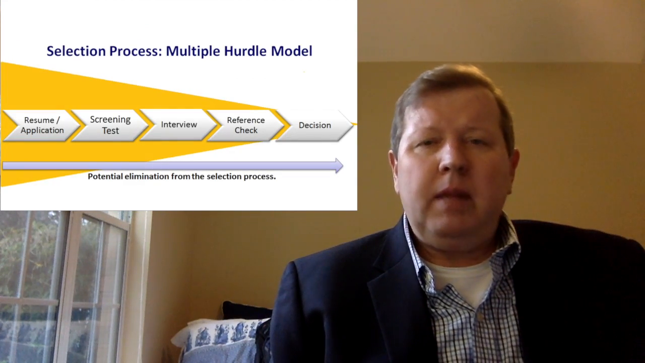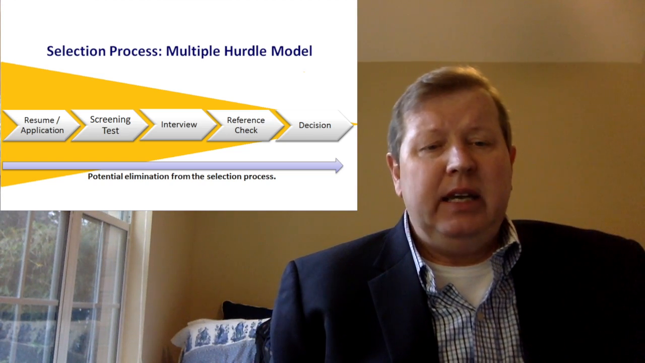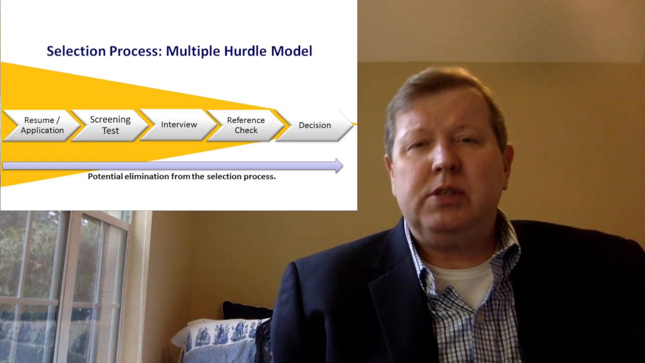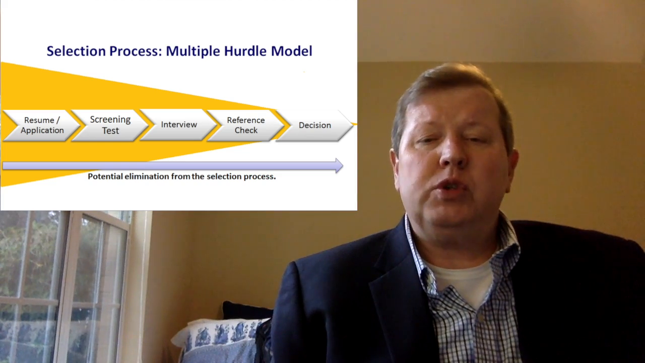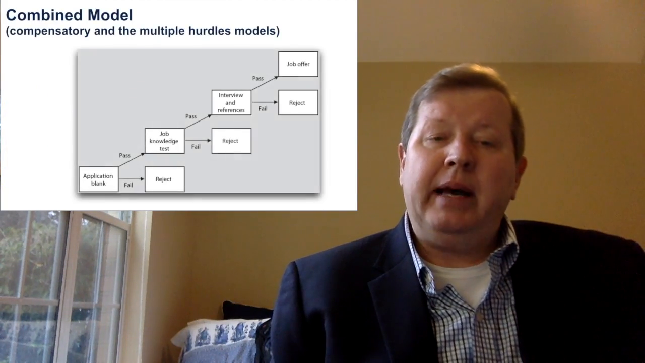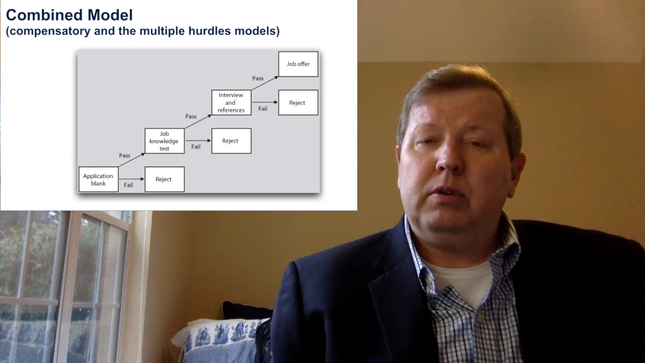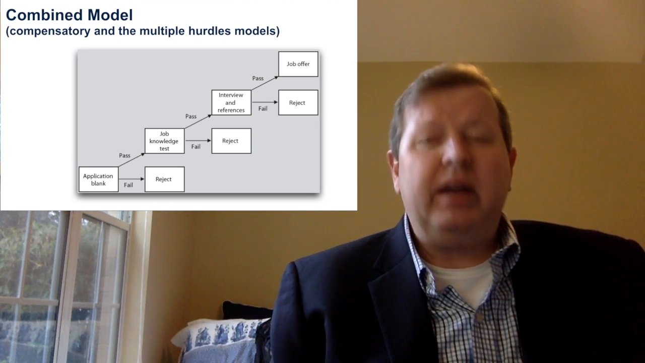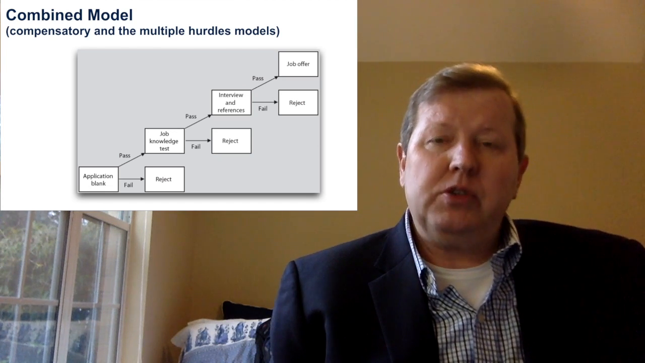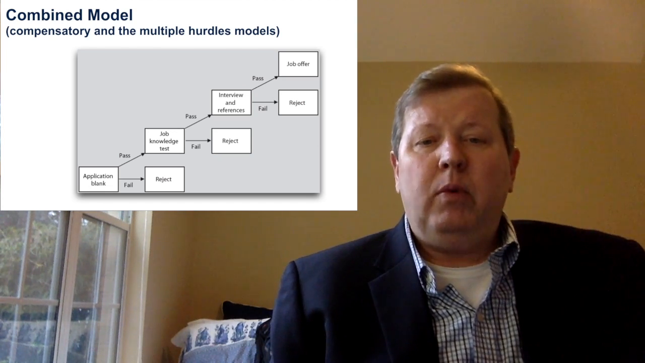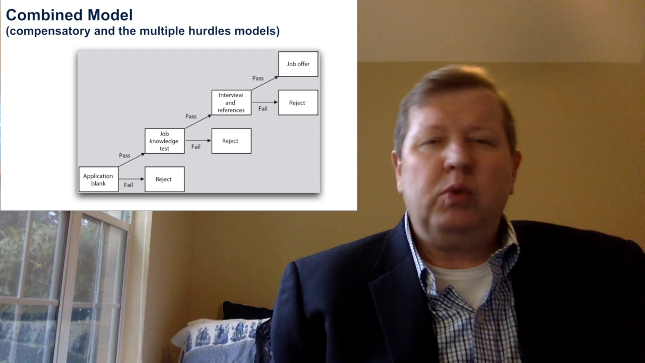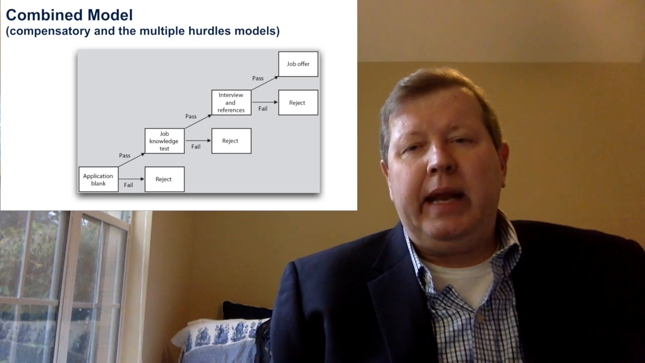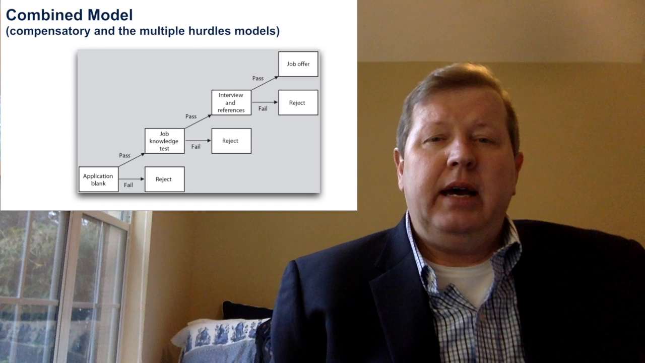Again, many organizations use this multiple hurdle model for selecting candidates. If you make it through the resume, then you get into some sort of phone screening test, then take that to an interview, reference check, and then of course you make your decisions. Again, if you combine this compensatory and multiple hurdles model together, in each step you're going to have predictors, and you're going to have weights on those to help weed out that process. One word of warning: be careful, especially early on, about those weightings. You don't want to inadvertently weed out good candidates in that process.